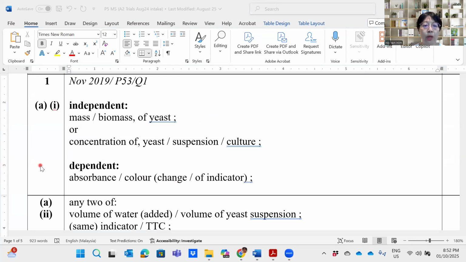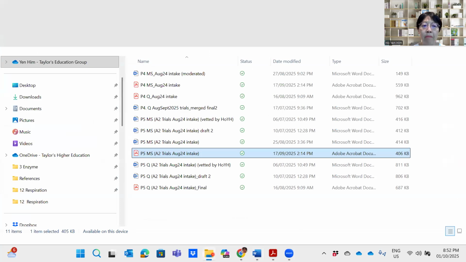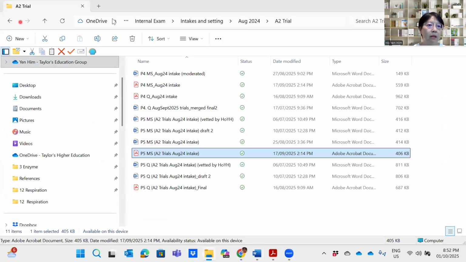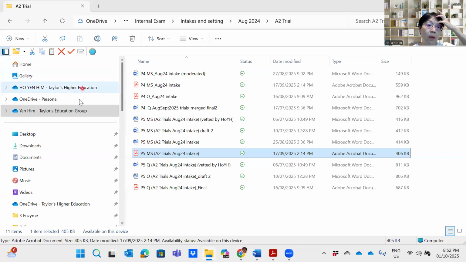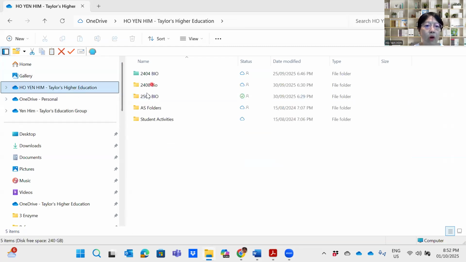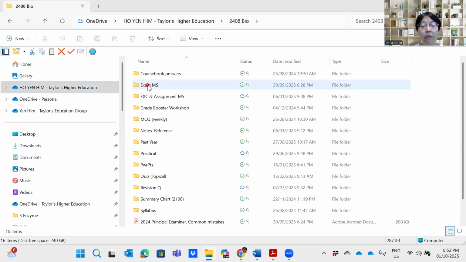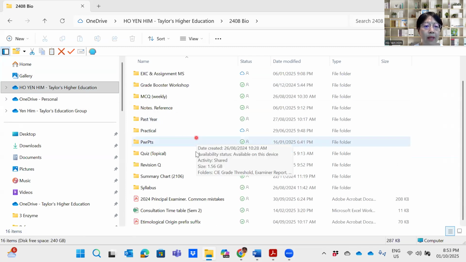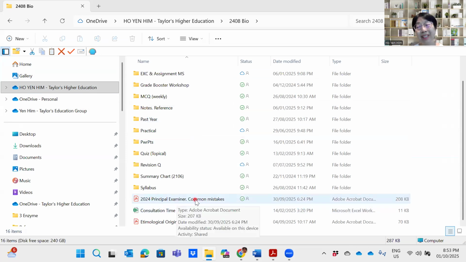This is where I want to bring to your attention. This is not sidetracked a bit, but this is something important here. Now, you look at your OneDrive folder, right? I have updated this principal examiner common mistakes. The one they've given to you in the past was 2022. Now, this one is 2024 because 2 weeks ago, I attended the Cambridge Professional Development and we obtained the latest 2024 examiner's key message to the teachers about common mistakes of the students.